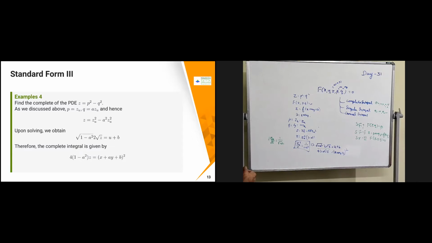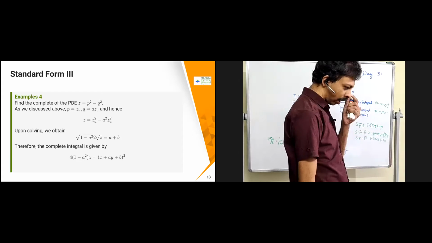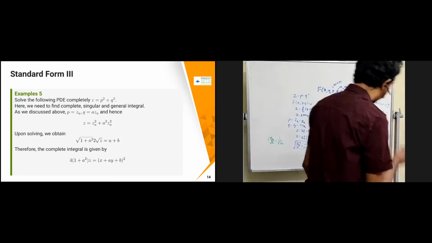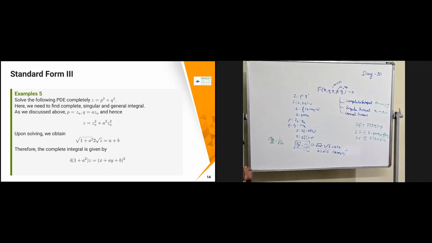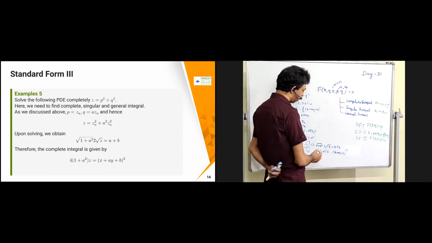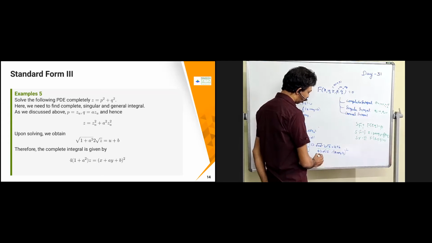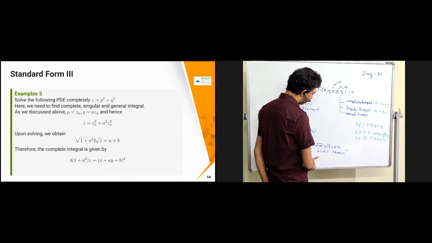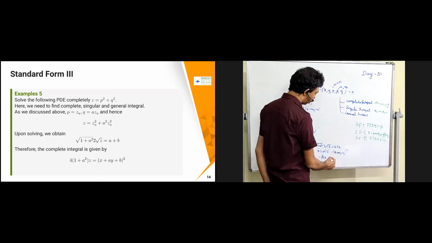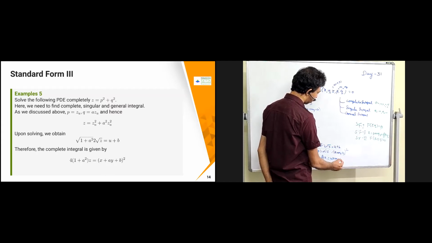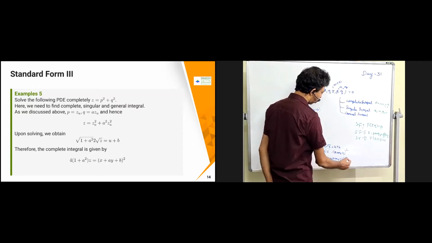Now I have solved this one. Suppose you want to find the complete singular integral. I don't think I got a simple singular integral for this one, but you can solve that. For the singular integral, what you need to do is find your phi a. So you need to differentiate this one with respect to a. Therefore, here you are going to get 4 into minus 2a, so minus 8az is going to come here, equal to 2 into (x plus ay plus b) into y is going to come.